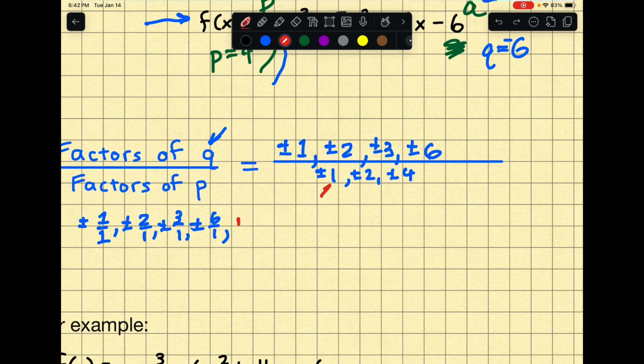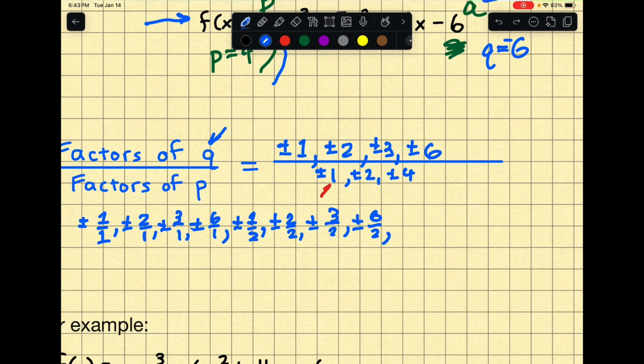So we'll add to this list plus or minus 1 over 2, and then plus or minus 2 over 2, and then plus or minus 3 over 2, and then plus or minus 6 over 2. And finally, we're going to do the same thing now with all 4 numerators divided by the last denominator, which is 4.